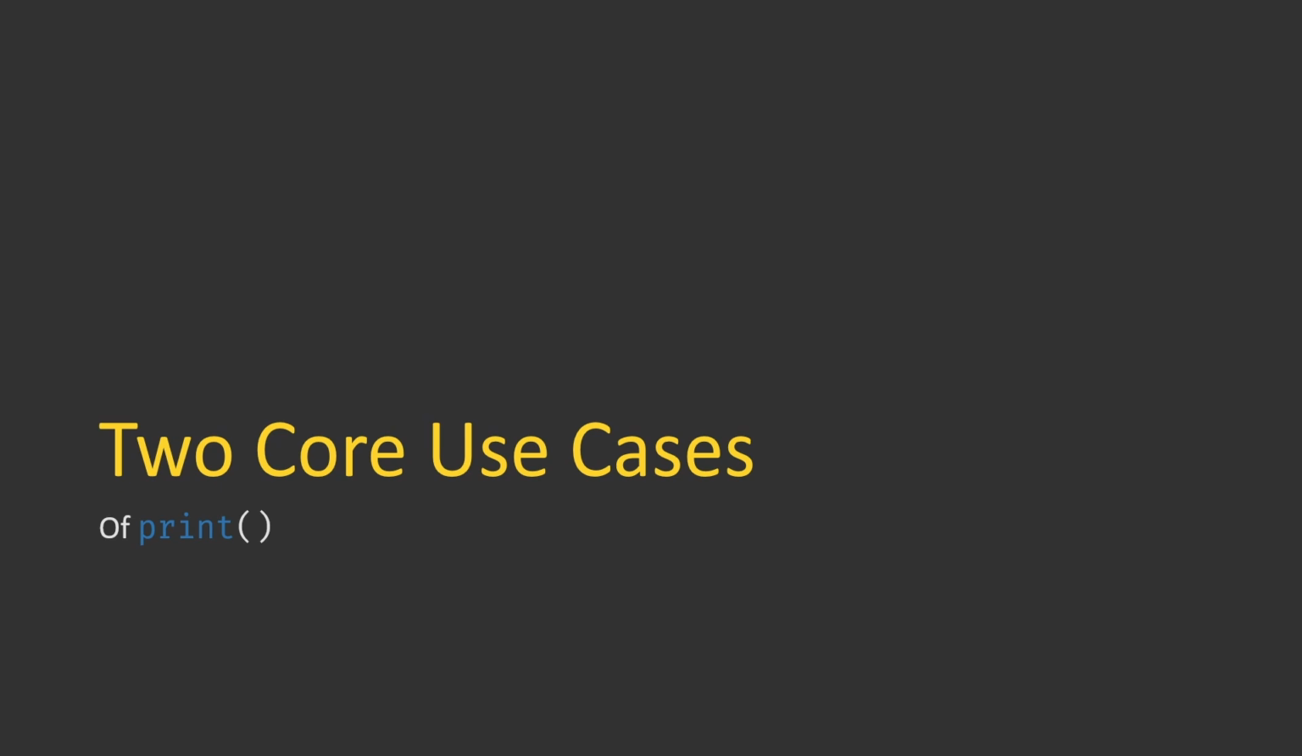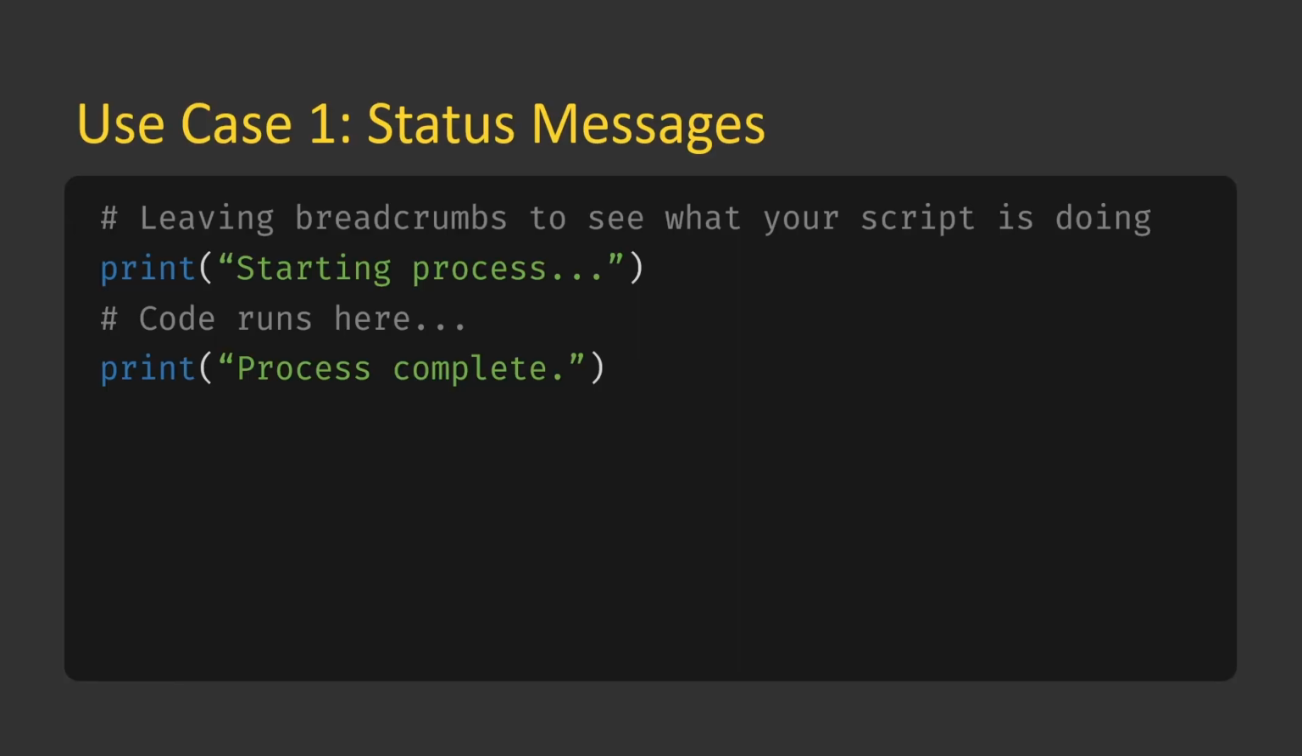There are really 2 main reasons you'll reach for the print function in your day-to-day scripts. First up, status messages. Think of these as breadcrumbs you leave for yourself. When you run a script, you want to know what it's doing, especially if it takes a while to finish. Here, we're printing a simple message at the start and another one at the end, between some code runs that may or may not cause the interpreter to crash. Let's see what that looks like when the code executes.